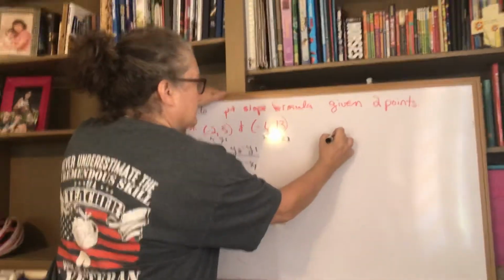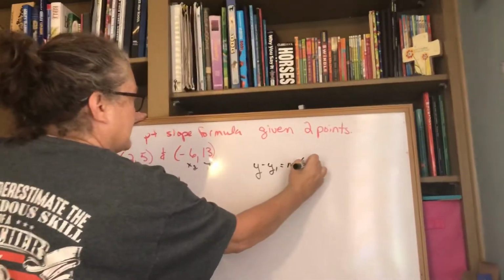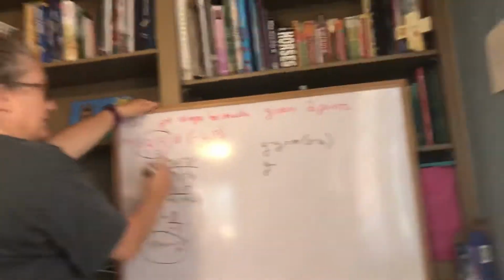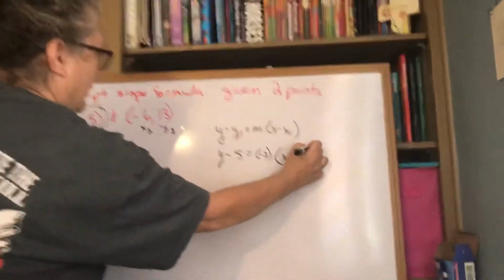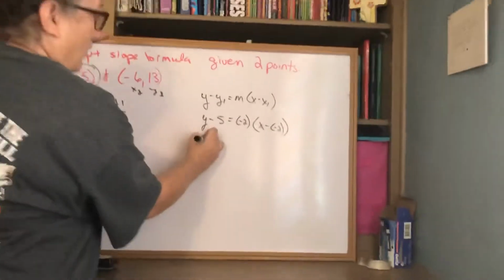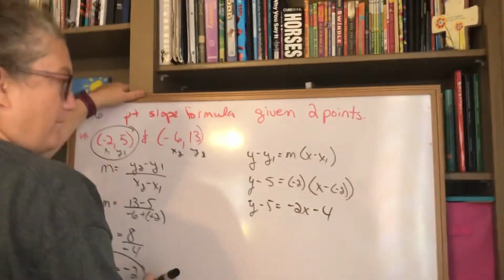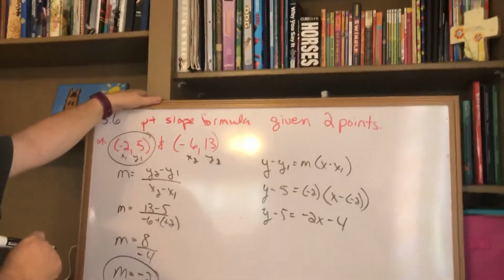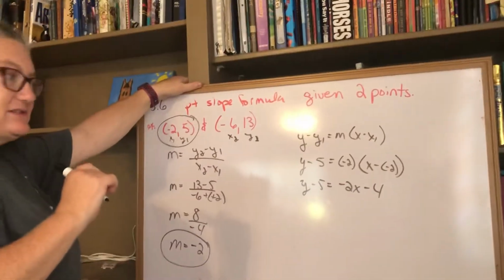I'm going to use my point slope formula, which is y minus y1 equals m times x minus x1. Y minus, I'm going to go with this one, 5 equals negative 2 times x minus negative 2. Now we got to clean it up. Y minus 5 equals negative 2x minus 4. And then let's put this one in standard form. We've been putting them in slope-intercept form, but let's put them in standard form.